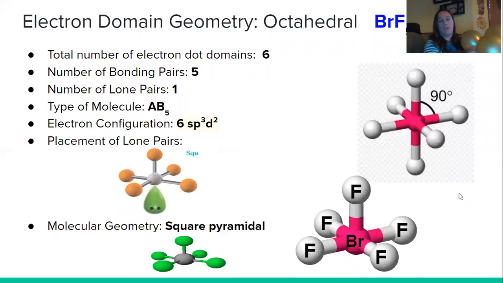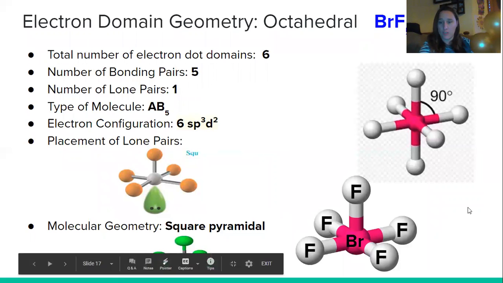Our next one in our domain geometry of octahedral, we still have a domain count of 6. We have 5 bonded pairs. Number of lone pairs is 1, and it is an AB5 molecule with an electron configuration of 6sp3d2. And that molecular geometry is square pyramidal. And so here, I don't know if you can see this now, is my octahedral balloon configuration. And again, those bond angles are 90 degrees.